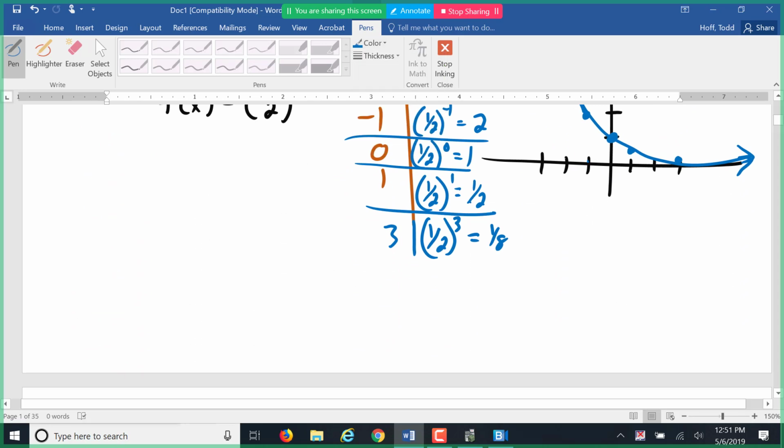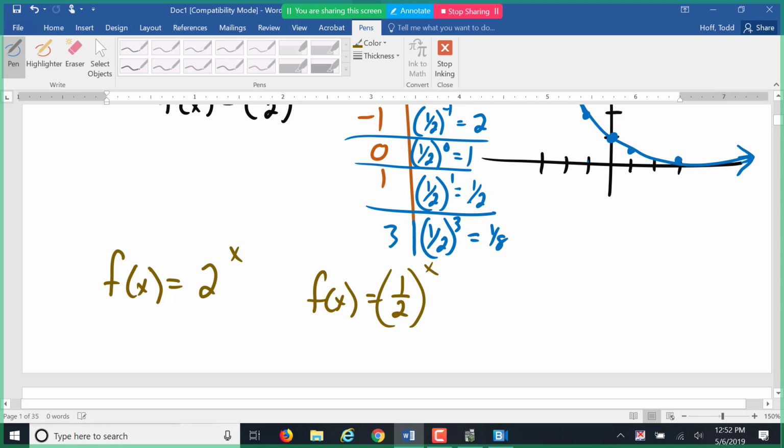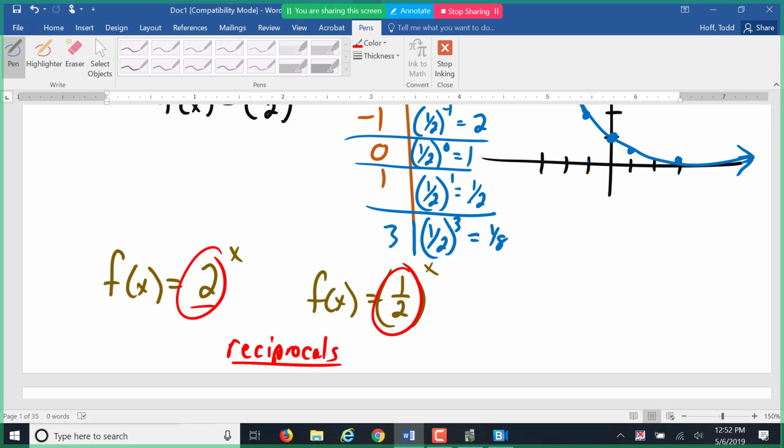that first one, f of x equals 2 to the power of x. The second one, f of x equals 1/2 to the power of x. The value of a here, we had 2 and 1/2, are reciprocals. If those numbers are reciprocals, they are going to be reflections, mirror images of each other like that.